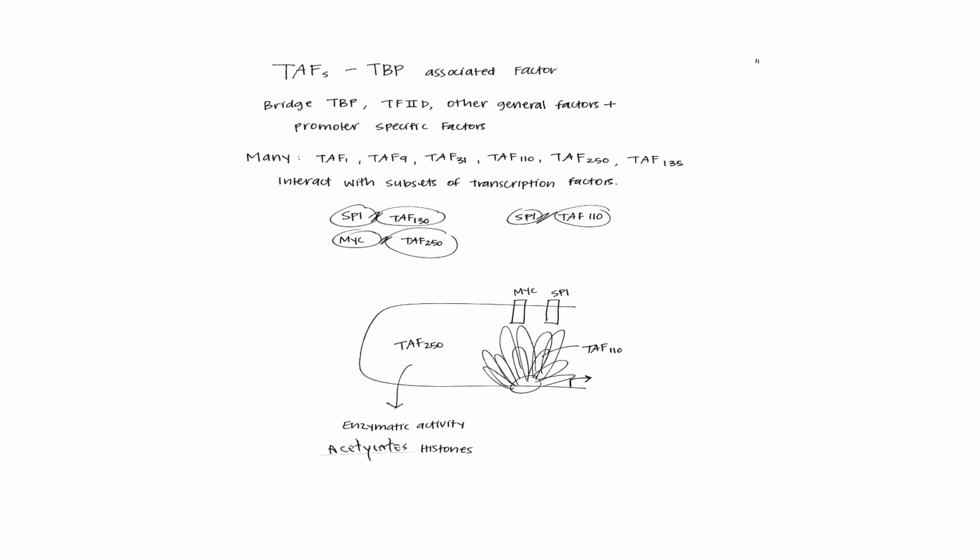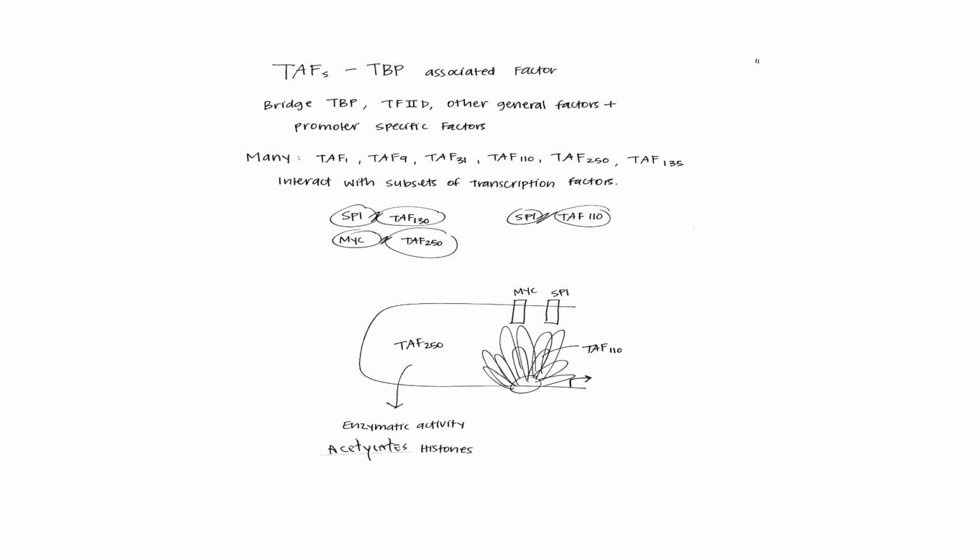And so with MYC, in order for MYC to activate the gene, TAF250 needs to be there. In order for SP1 to participate in activating the gene, either TAF110 or TAF130 needs to be there. So you see it amplifies the level of complexity and the level of possibilities of gene regulation. So there are many different TAFs, and different combinations of TAFs can be part of the TFIID complex.